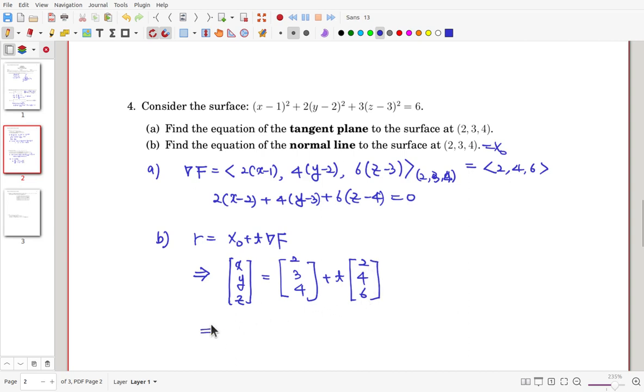And from this one, you can get a symmetric equation if you want. We solve this for t. From the first one, we move this to the other side and divide by 2, so t equals (x minus 2) over 2. From the second one, t is (y minus 3) over 4. From the last one, t is (z minus 4) divided by 6. So that is the symmetric equation.